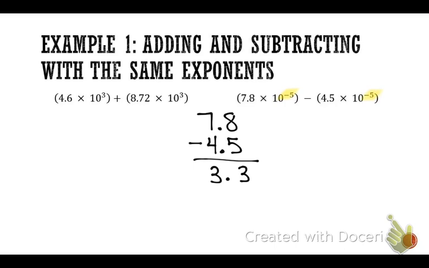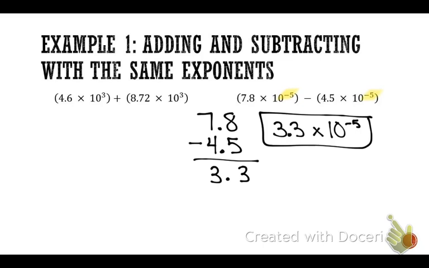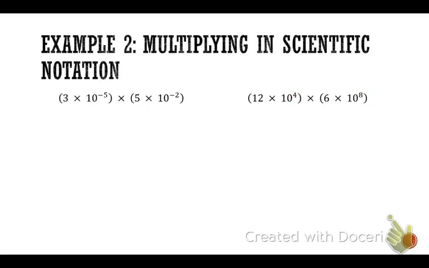And again, we can just double check, is that number in the range greater than 1, less than 10? Yes. Okay, so now we're going to rewrite it. 3.3 times 10 to the negative 5th power. We bring down the common exponent, and we're done. 3.3 times 10 to the negative 5th. If we have the same exponent, we combine our decimals, and then we can write our answer.